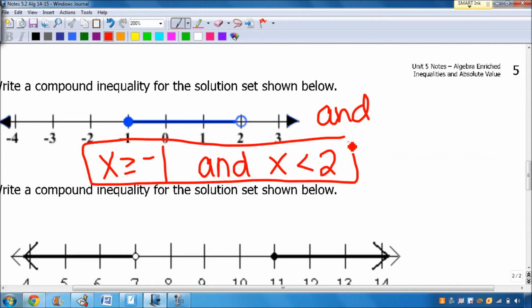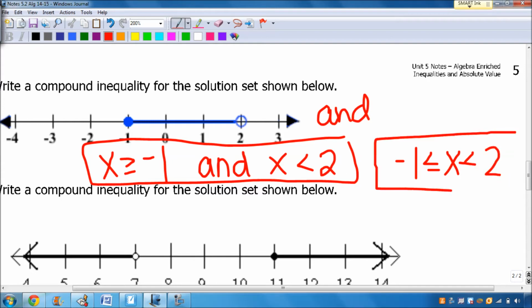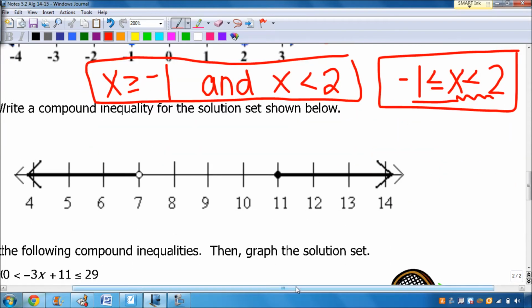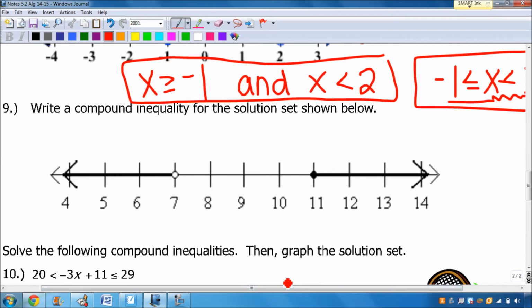Or, that's one possible answer I could say. If it's an "and" problem, I can also just combine everything together, so I could just say -1 is less than or equal to x is less than 2. Remember, this means x is greater than or equal to -1, and this means x is less than 2, all right? Next one, write a compound inequality for the solution set shown below.